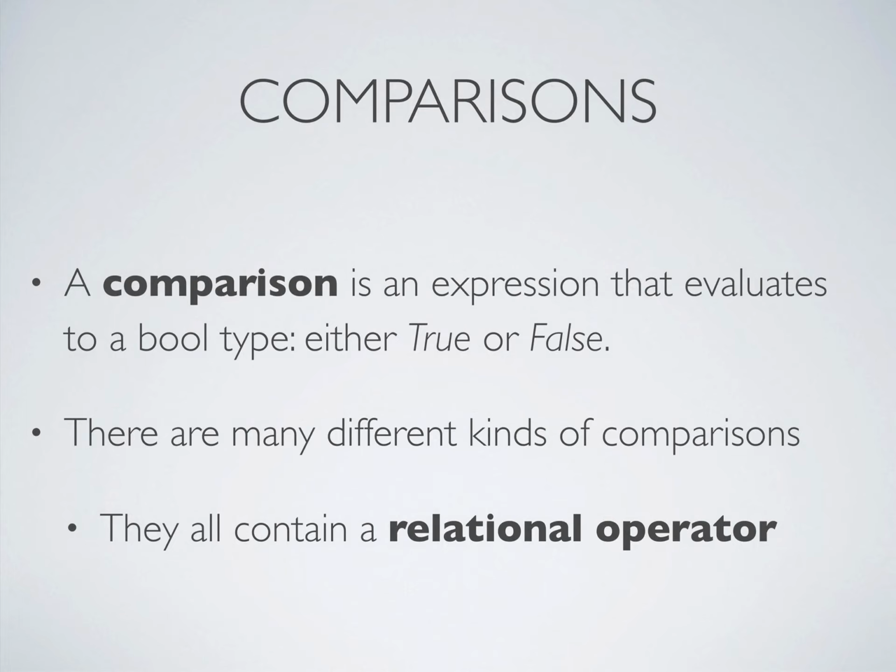So now let's talk a little bit about comparisons. Comparisons are basically expressions that evaluate to a boolean type. We've already kind of seen these. Again, it's some expression of code that evaluates to either true or false. There are a lot of different kinds of comparisons, and they're all going to contain some sort of relational operator. So let's talk about what these relational operators look like.